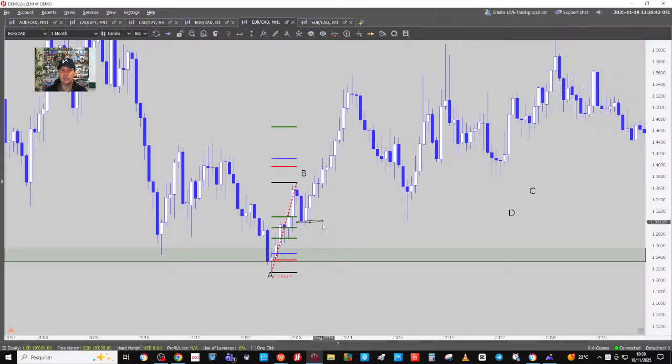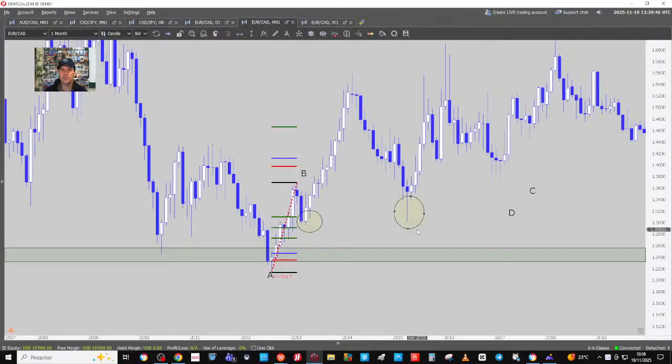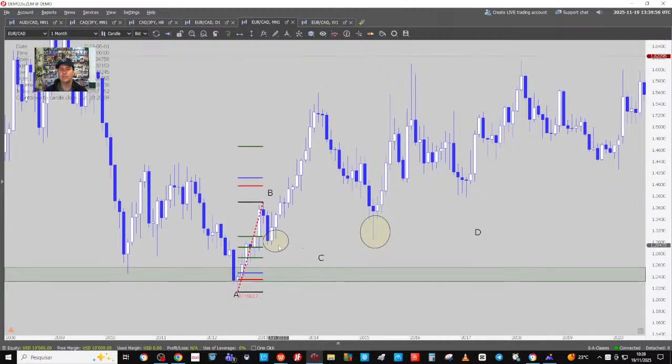Is the first circle the C or is the second circle the C? First circle, second circle. Which one is the C?